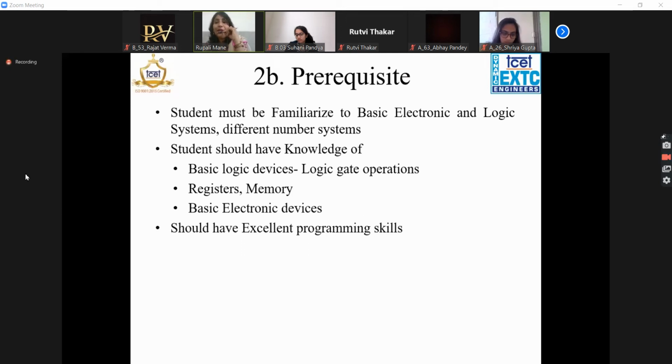Then apart from that, there are various registers, okay? I'm not talking about electronic hardware resistors. I'm talking about digital registers, okay? So what is the function of those registers, okay? What is the function of the memory unit? That you should be knowing. And the basic electronic devices, like your diode, transistor, LED, okay? That you should be knowing, okay?